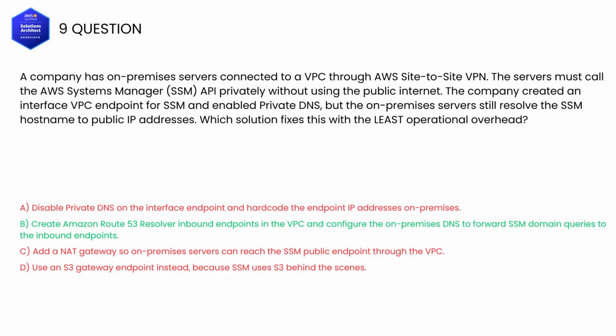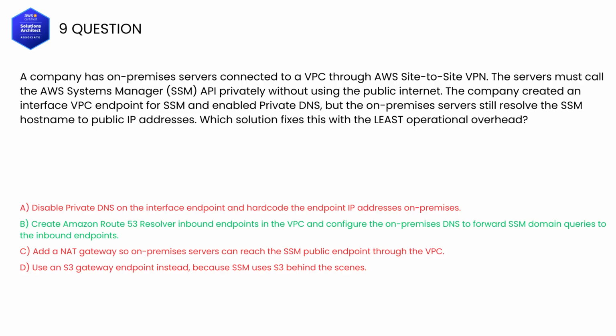And the correct answer is B. Resolver inbound endpoints allow on-premises clients to resolve AWS services' private DNS names to the interface endpoint private IPs. This keeps traffic private over the VPN and avoids per-host hacks.